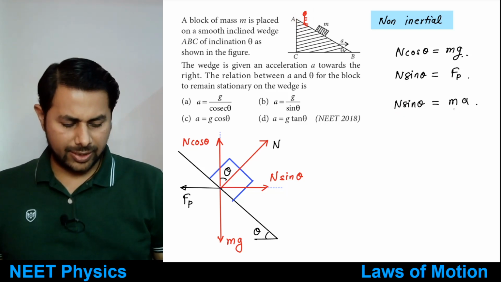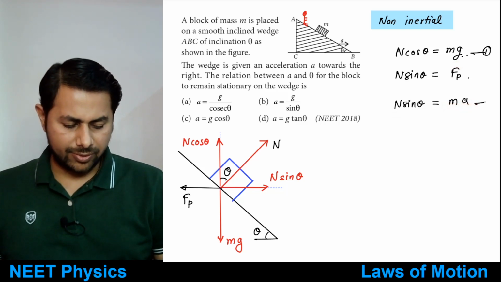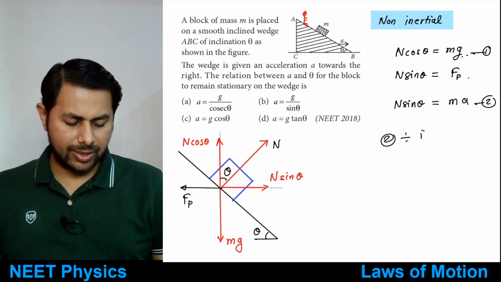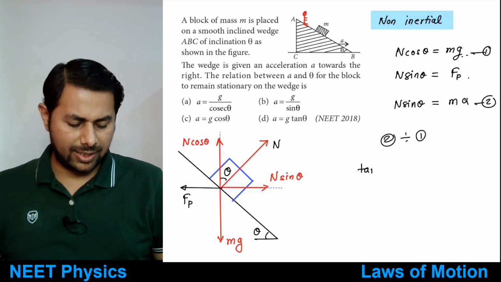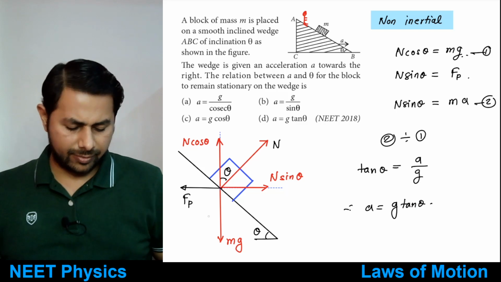Right? So then you can just divide this thing by this thing, okay. Equation 1, this is equation 2, right? 2 by 1 will give you the same thing. So tan theta is equal to a by g, and therefore a is equal to g tan theta.